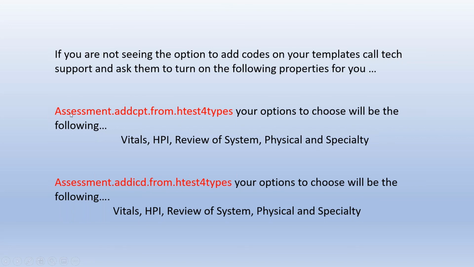These are red properties, and what red properties mean is that we at Bizmatics are the only ones that are able to change them. So you may have to call tech support in order to have that property changed, but you can just ask them to turn on this property. This is to add CPTs and HCPCS to your test. And this one here is to add ICD codes. You can also add, under that same assign code button, if this property is on, an ICD code at that template level.